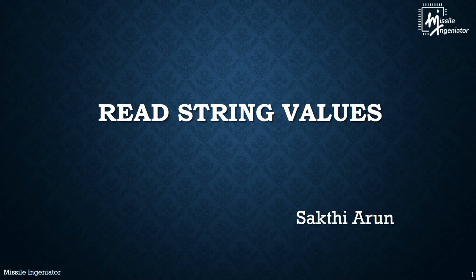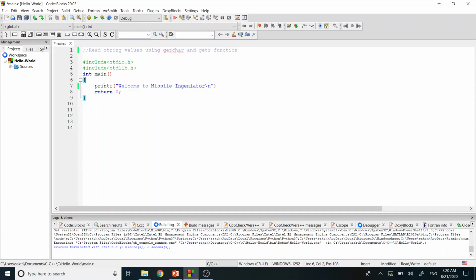In my last lecture video, I gave a theoretical explanation of how we fetch string values using the getchar and gets functions. In this tutorial, I am going to give practical examples in code blocks for better understanding of the theoretical concepts we learned in the previous lecture video. So let me start with a first example for getchar.